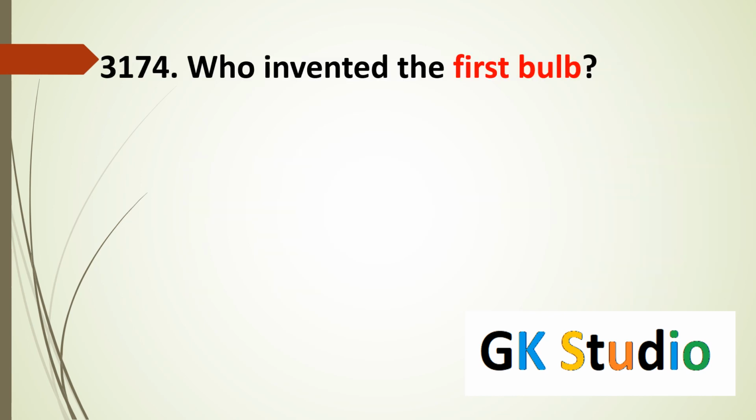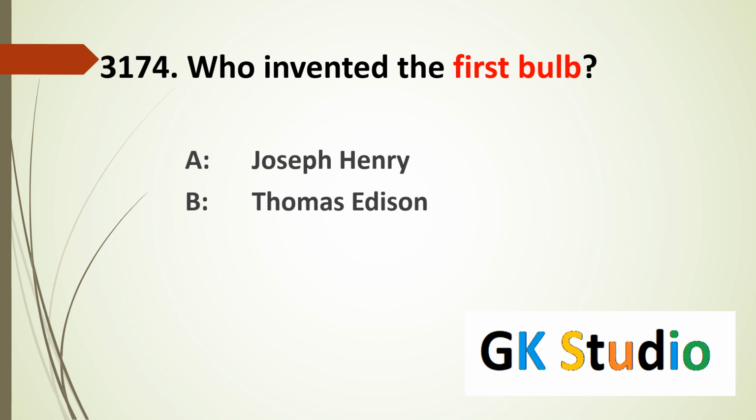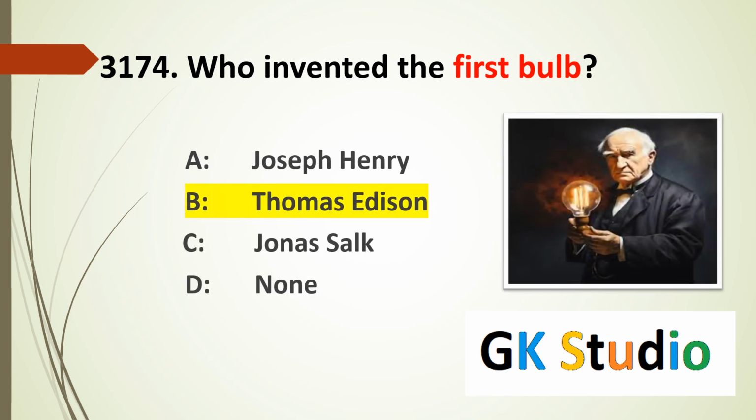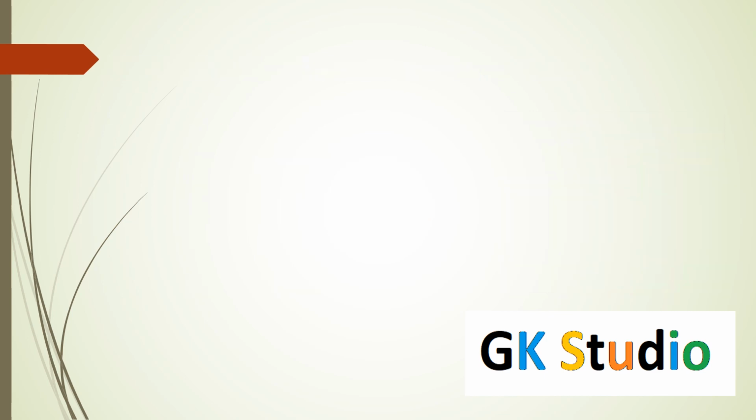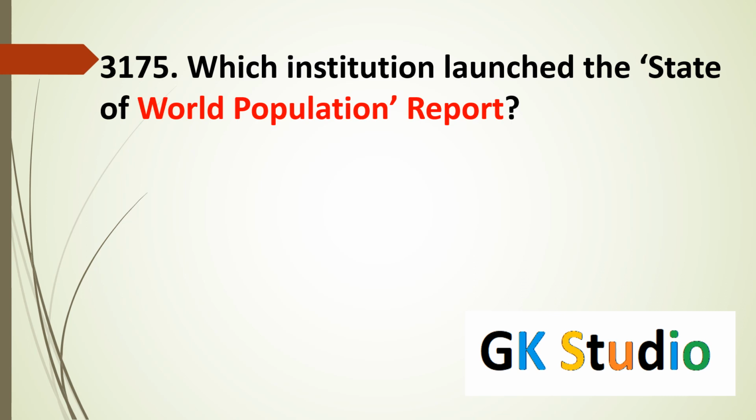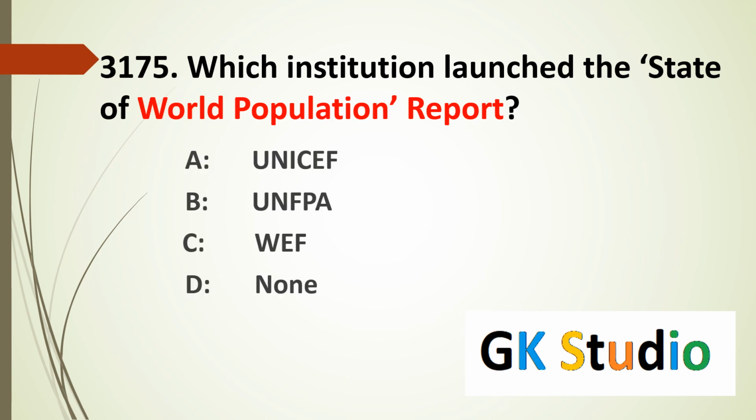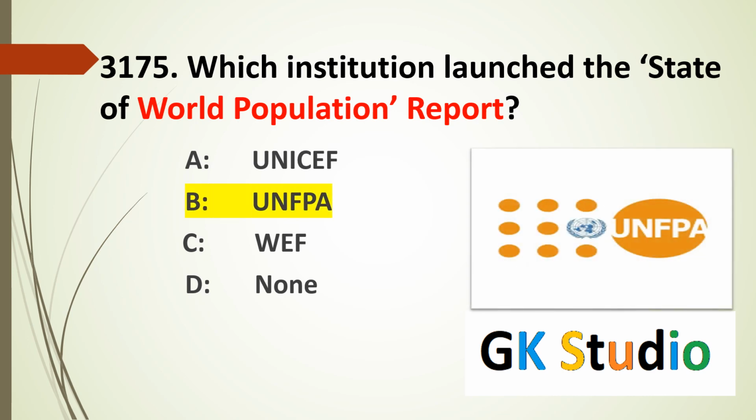Who invented the first bulb? Thomas Edison invented the first electric bulb. Which institution launched the State of World Population Report? UNFPA is the organization which gave the World Population Report.